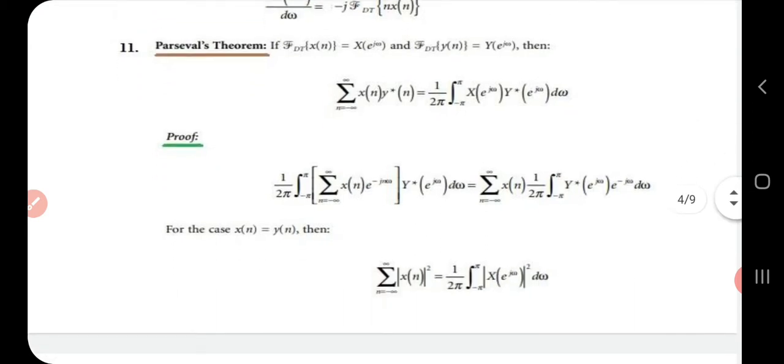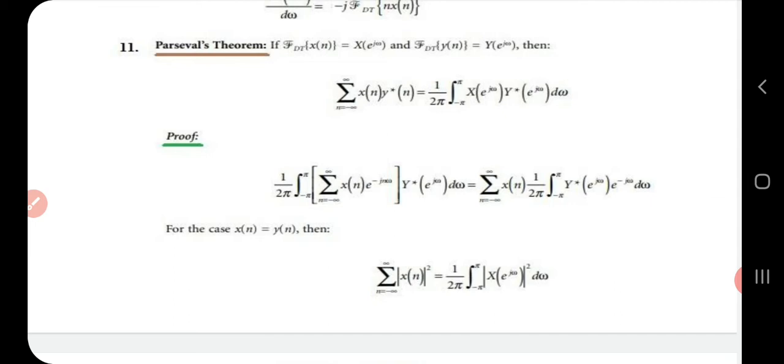Next is Parseval's theorem. If DTFT of x of n equals X of e raised to j omega and DTFT of y of n equals Y of e raised to j omega, then Parseval's theorem states that the summation from n equals minus infinity to plus infinity of x of n y of n will be equal to 1 by 2 pi times the integral from minus pi to plus pi of X of e raised to j omega into Y of e raised to j omega d omega.